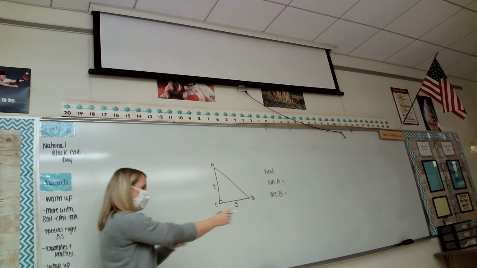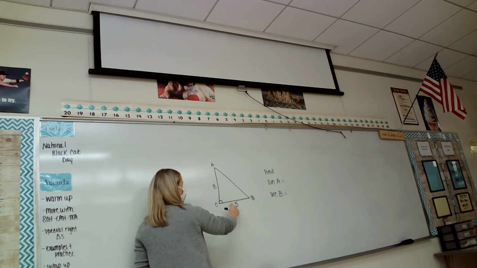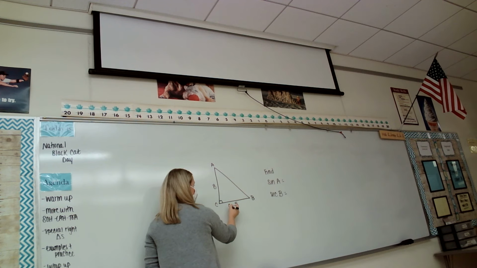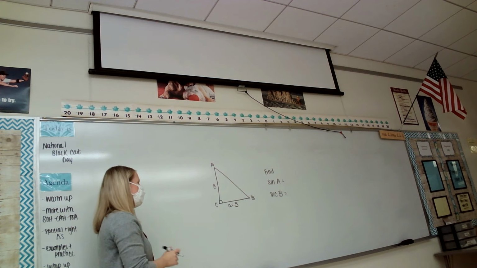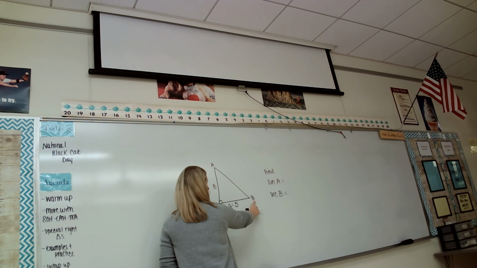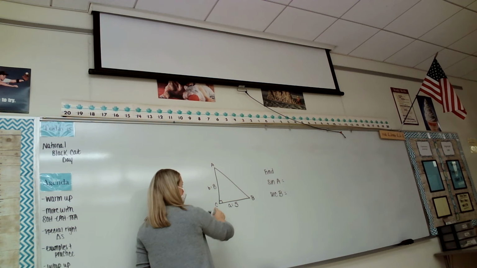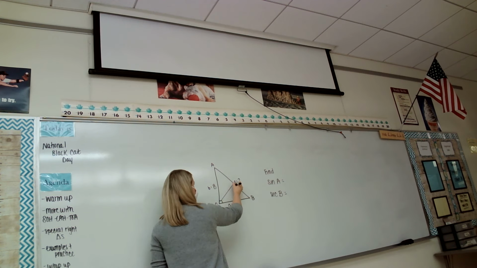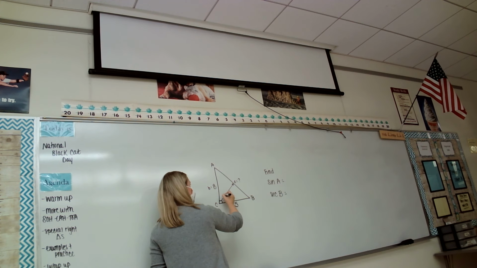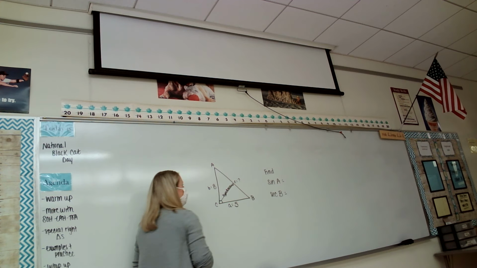Yesterday, we went over labeling. If this is angle A, the side across from it is side A. Sides are lowercase letters, and angles are uppercase letters. If this is angle B, then across from it is side B. And if this is angle C, this is side C, which I don't know. Whatever's across from the right angle is the hypotenuse. Just a reminder, some labeling.